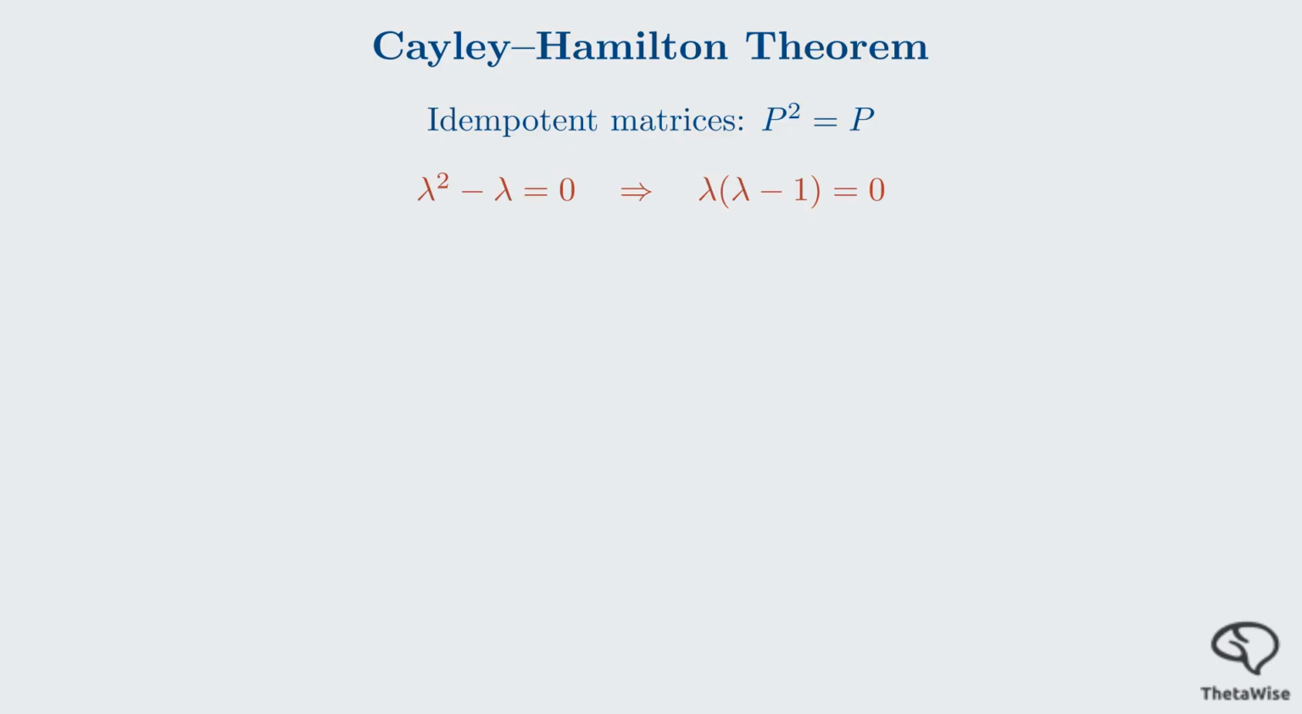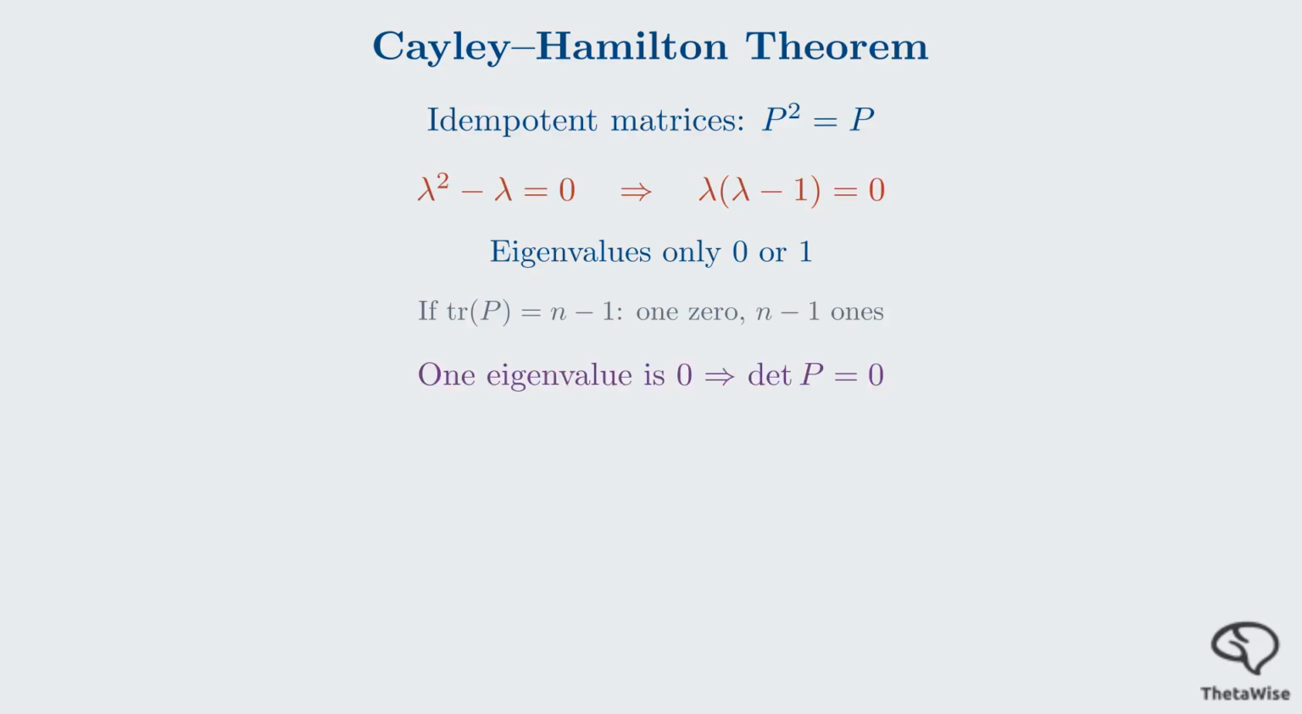For the diagonalizable matrix P with P squared equal to P and trace n minus 1, the eigenvalues are 0 or 1, and the trace forces n minus 1 ones and one 0. Since one eigenvalue is 0, determinant P equals 0.